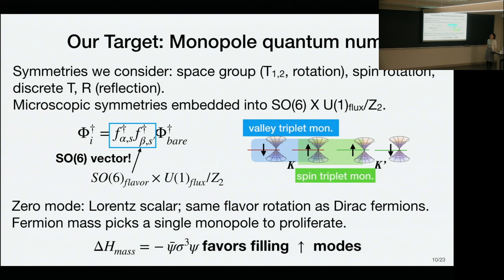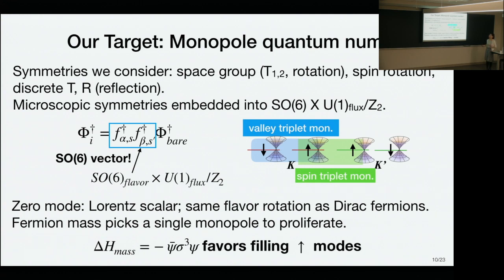The symmetry group we consider is the full space group of all the different lattices, namely the translation along two canonical directions and rotation, and also some internal symmetry such as spin rotation, which is fairly straightforward to fix, and time reversal and reflection. I won't talk about this discrete time reversal and reflection. They require a bit more work. But if you're interested, we can discuss later, or you're welcome to read the papers. So we focus primarily on this space group quantum number in this talk.